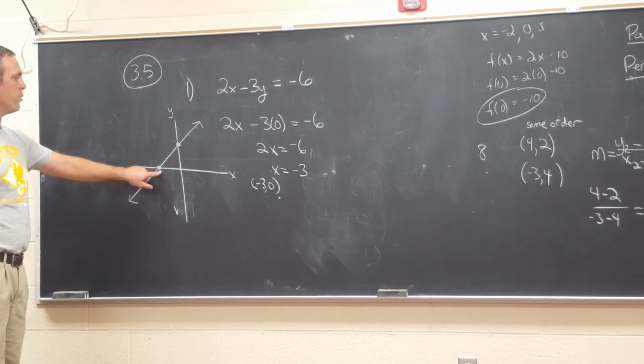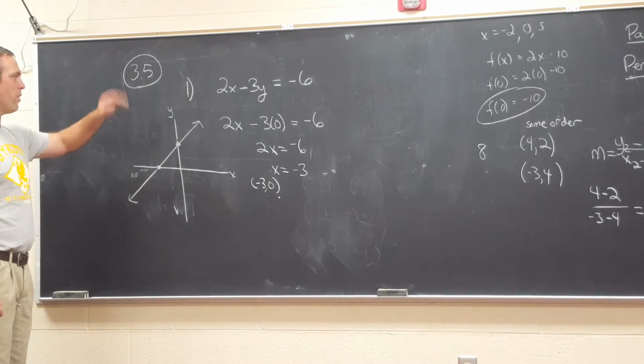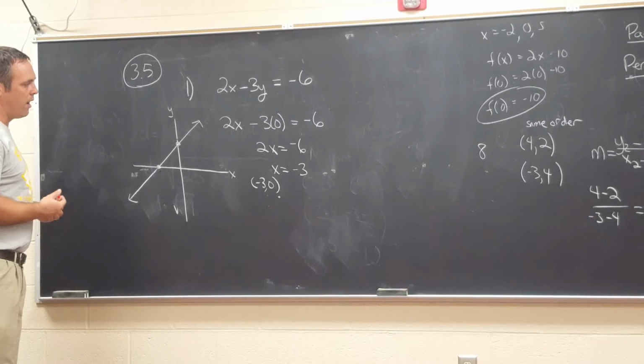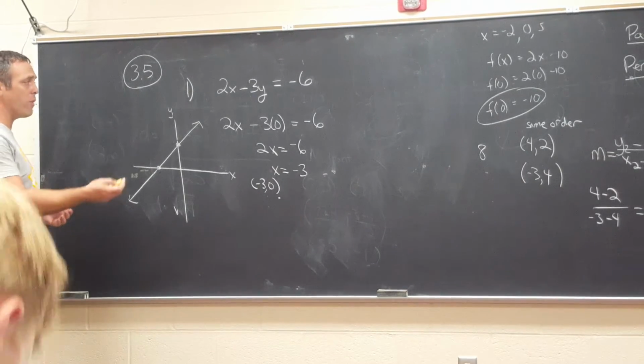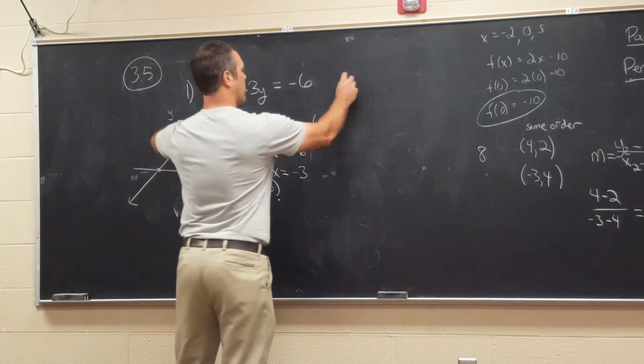And that's where we just located this. I made a rough sketch. It probably doesn't look like that. We've got -3, 0. All right, then we're going to put 0 in for our x.